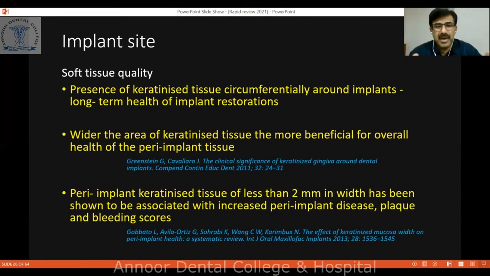Now, some of the risk factors associated with the implant site. One is keratinized tissue. As with the development of periodontitis, we always say that you need a good amount of keratinized tissue around the tooth as well as the implant for maintaining good periodontal or peri-implant health. Data shows that if there is more than 2 millimeter, that is very fine. Whenever there is less than 2 mm of keratinized tissue, there is an increased chance of developing peri-implant diseases.